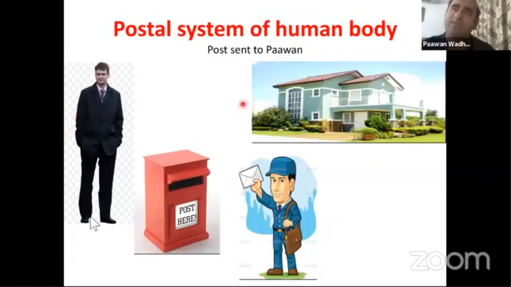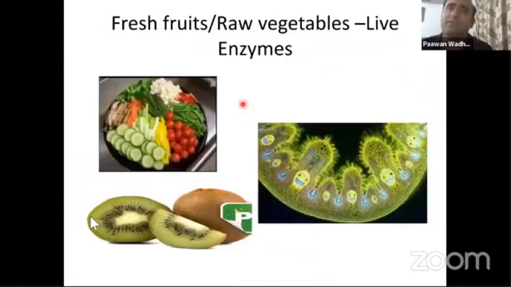So this is how the postal system of the human body works. These are the fresh fruits and raw vegetables, and they have enzymes in them. These live enzymes are made by God, and they have a genetic code that if you take this food, it has to reach a particular place. This genetic code, the address written on this food, is very proper, made by God. But how is this address proper? Let's look at this diagram.